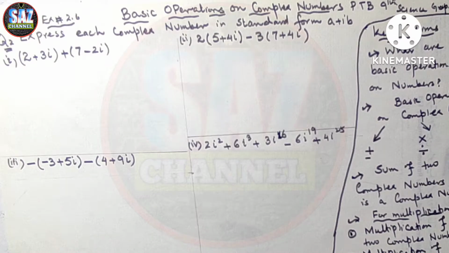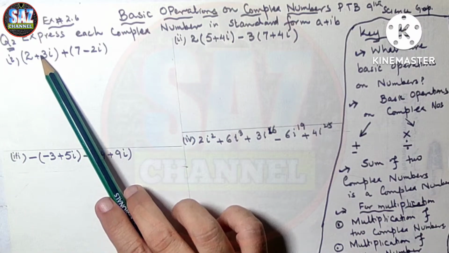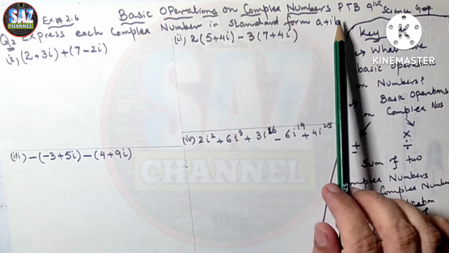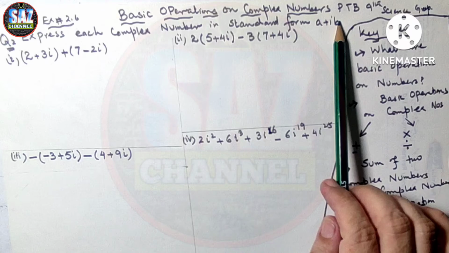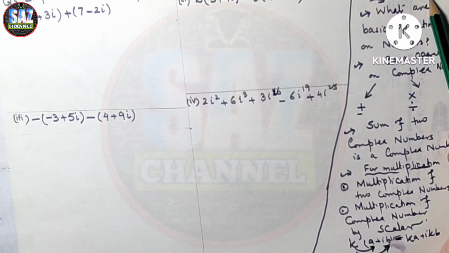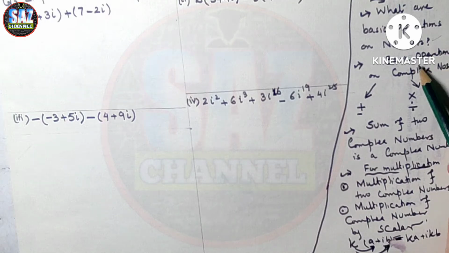Okay, so let's start the class, and in today's class we are going to discuss question number 2, and question 2 says express each of the following complex numbers in standard form a plus iota b. So before going to the question, there are some key terms that we need to understand, that what are the basic operations on numbers, and what are the basic operations on complex numbers.